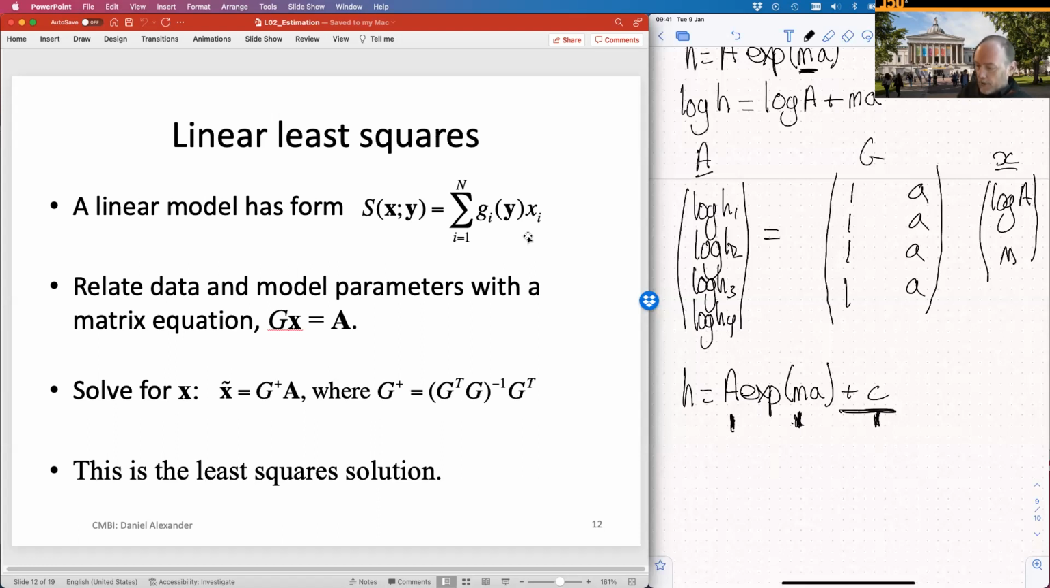Well, it's not a bad suggestion. Someone's saying what we might do is put on the left-hand side H minus C, and then use as our measurements log of H minus C. But the problem is we don't know C. We do know the H's, of course, but we don't know C, because that's one of the things we're trying to estimate. So that won't work, unfortunately.